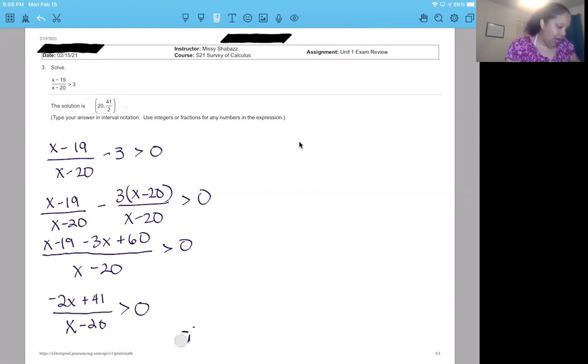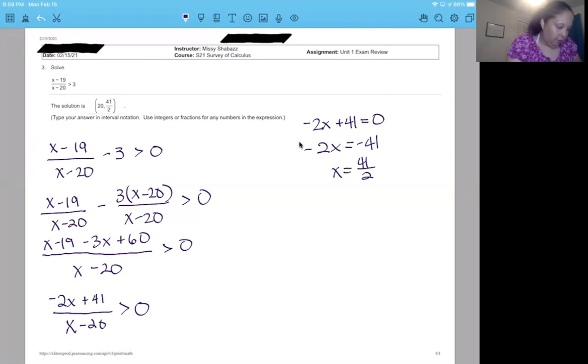All right, so let's go ahead and find our critical points. That's where the numerator equals 0. And if that is equal to 0, then I have -2x = -41, x = 41/2. All right, and then where the denominator equals 0, and that is 20. So I'm going to put those on a number line. And 41/2 is just a little bit bigger than 20. So we have 20 and I have 41/2.